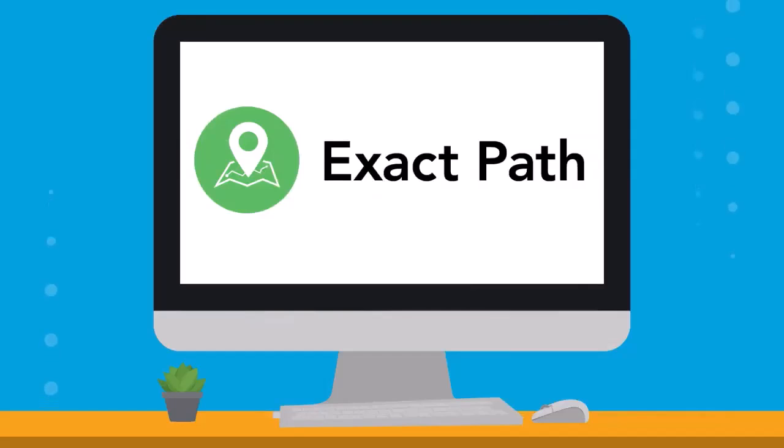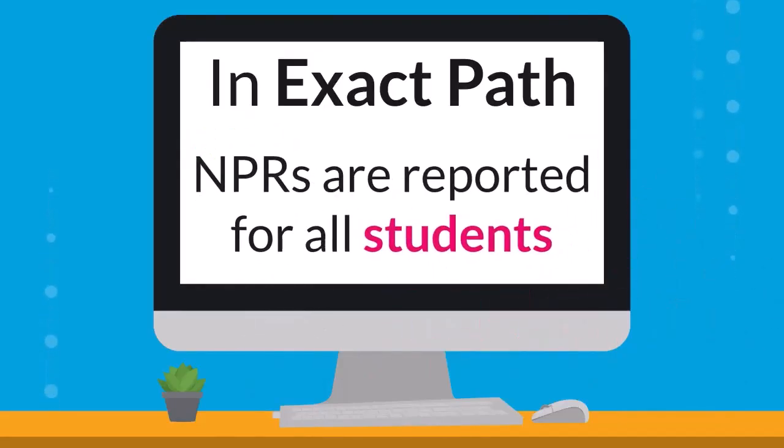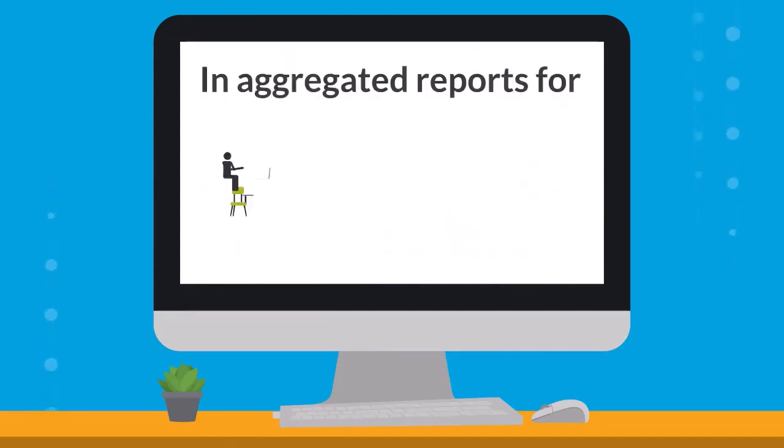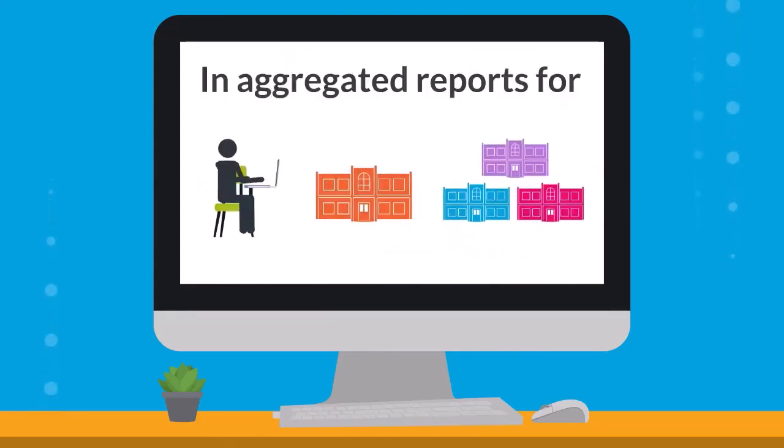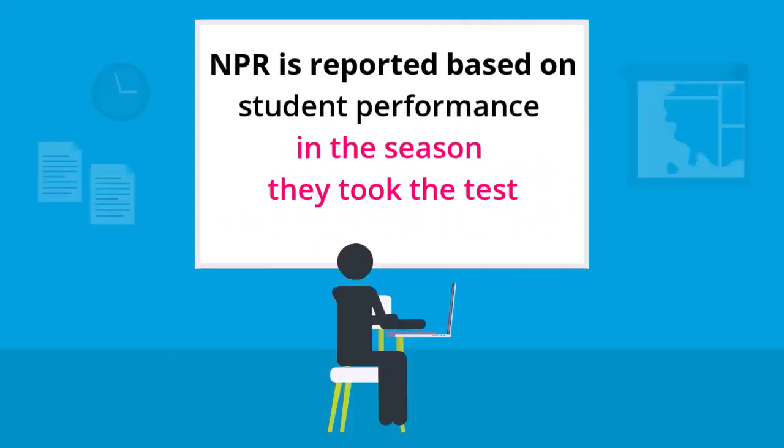Let's take a look at how national percentile ranks are reported in ExactPath. They are reported for all students and in aggregated reports for the class, school, and district. The national percentile rank is reported based on how students perform in the season they completed their test. This allows for fair comparisons between students who may have taken the assessment at different points during the academic year, as early year and late year performance can vary.